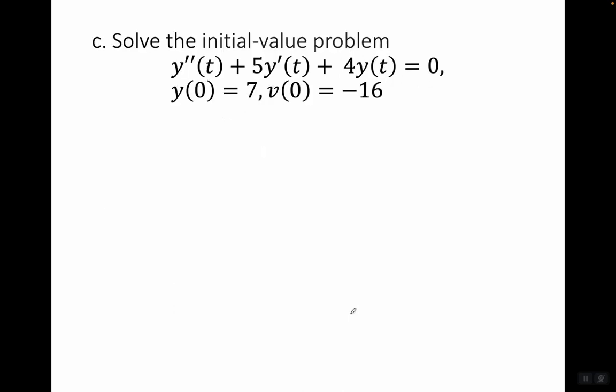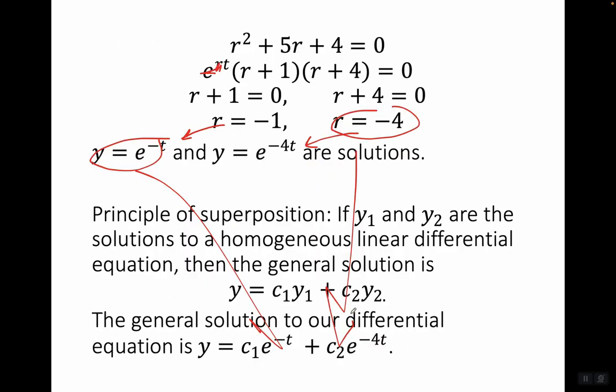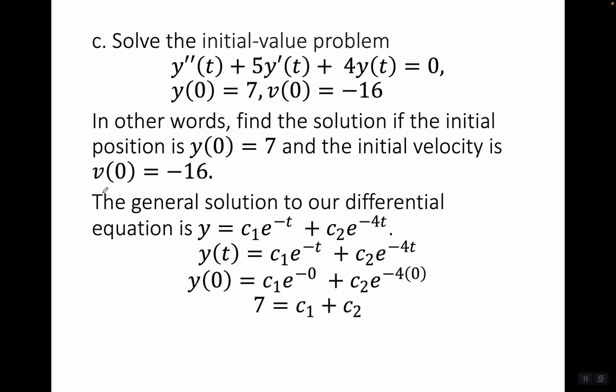Solve the initial value problem, y double prime plus 5y prime plus 4y equals 0, y of 0 equals 7, v of 0 equals negative 16. That again was our original equation. Okay, so we've got our differential equation, and we found the general solution. Now let's find a particular solution such that y of 0 equals 7 and v of 0 equals negative 16. So in other words, find the solution if the initial position is y of 0 equals 7 and the initial velocity is v of 0 equals negative 16.